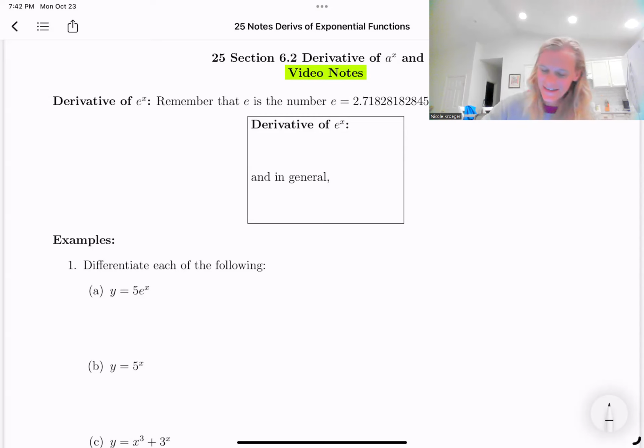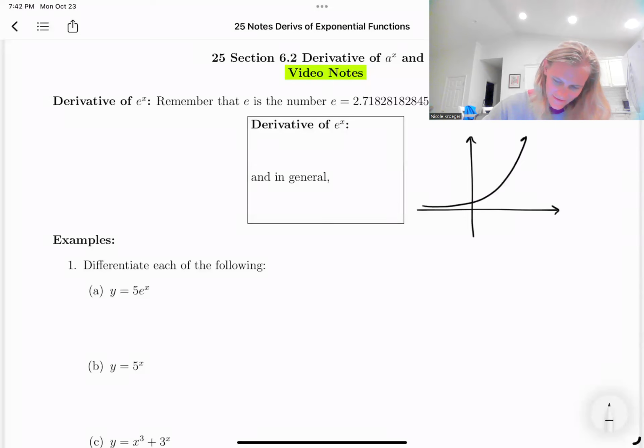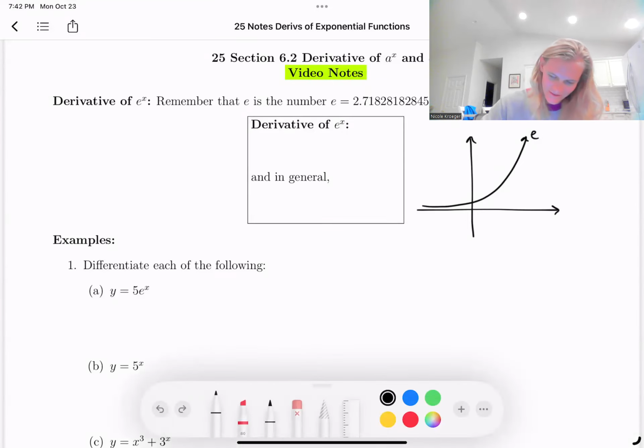But e to the x, that function looks like this. All exponential functions have graphs that look similar-ish to this. And if we tried to sketch the graph of the derivative, we notice we have small positive slopes, bigger positive slopes. And what it turns out is that the graph of the derivative of e to the x looks just like e to the x.